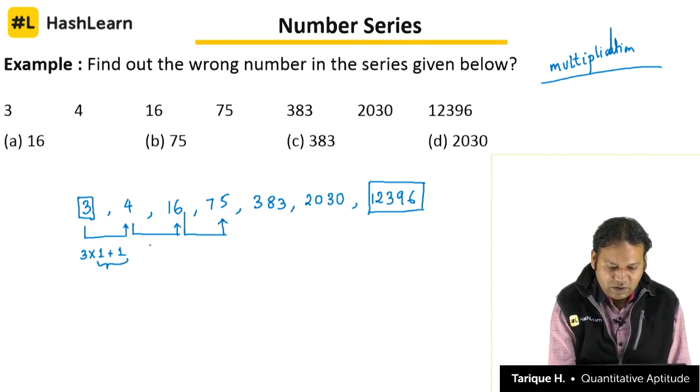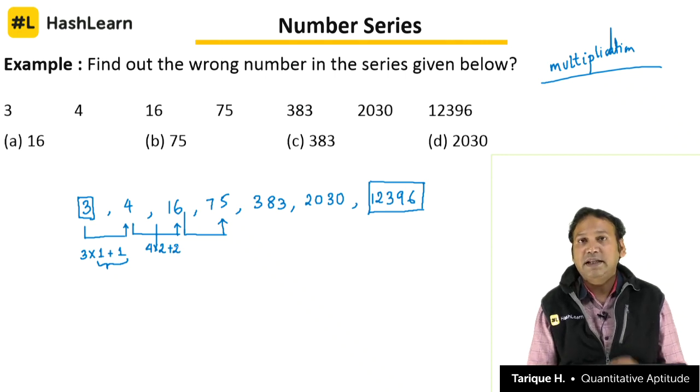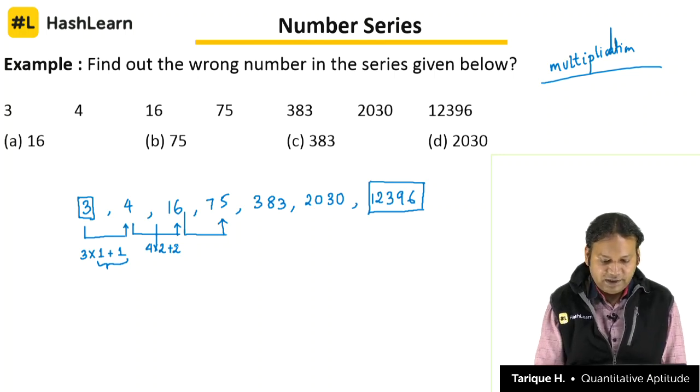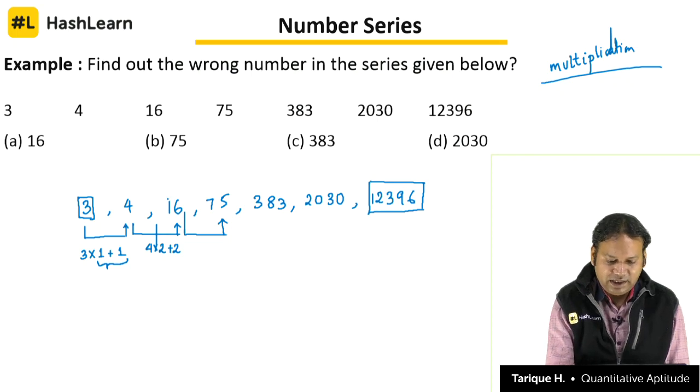So could it be based on a pattern like this also, 4 into 2 plus 2? Can this work out? Is this the series type? Because understand, the series is given to you, we don't know which number is wrong, which number will break the pattern. So if I try this, 4 into 2 is 8, 8 plus 2 is 10. So in that case I would think about this number being 10.